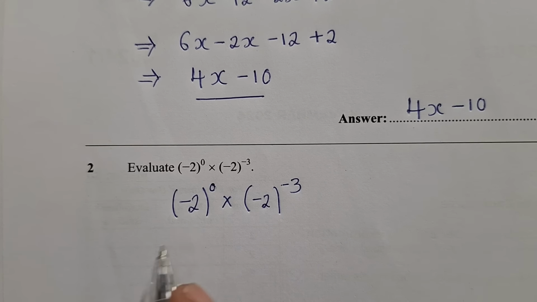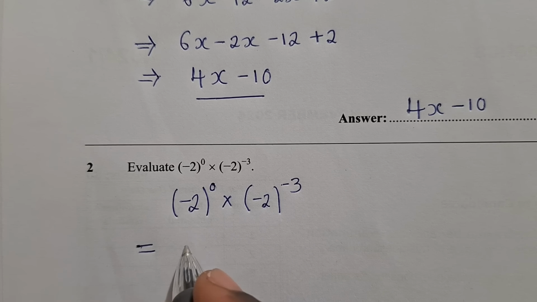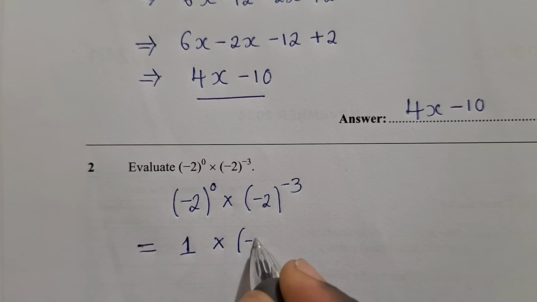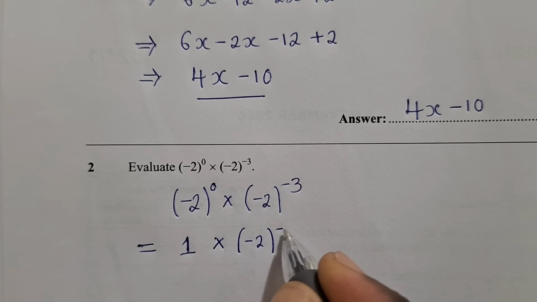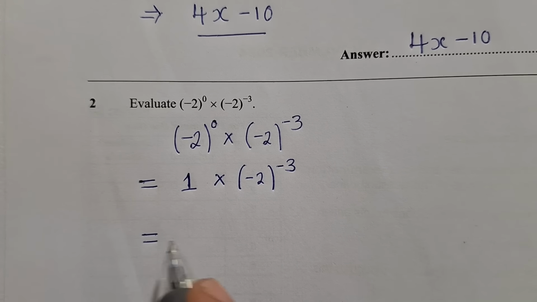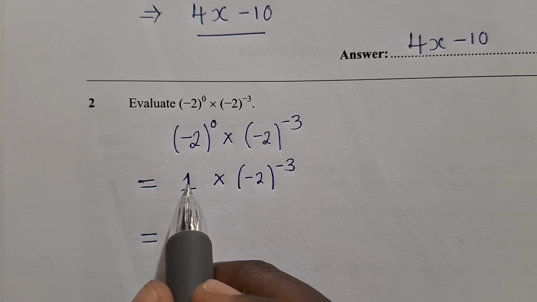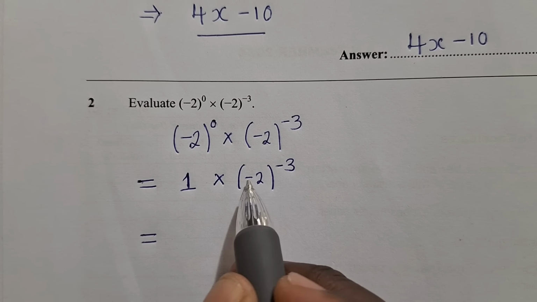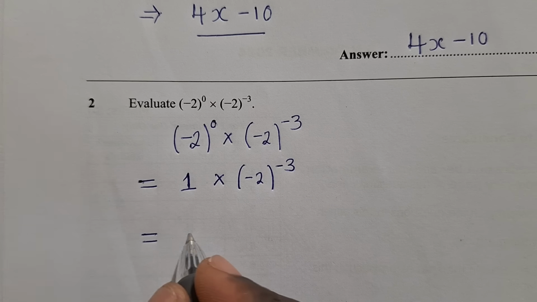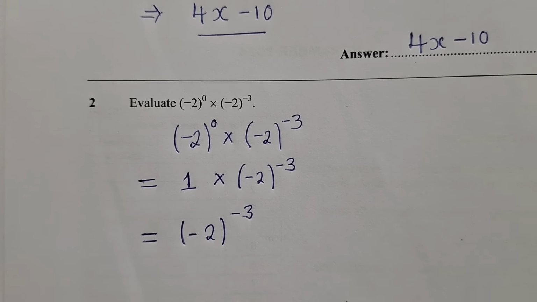So we know the laws of indices. Anything to the power 0 will give us a 1. So we've got a 1 here times negative 2 power negative 3. So once we do this, we can of course forget about this. Since this is 1, 1 multiplied by this, which is negative 2 inside the brackets, power negative 3, we'll still get the same thing, negative 2 power negative 3.